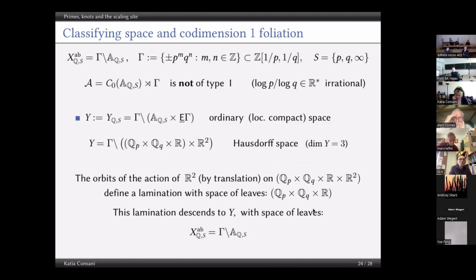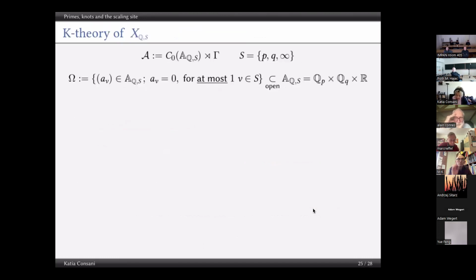So the orbit, the final lamination, with space of leaves of this type, and this lamination descends to Y itself. So again, now the K-theory of this algebra. The algebra in question is the non-commutative algebra of groups, so the action by gamma on continuous functions on the Adele space localized at S, when S is P, Q, infinity.